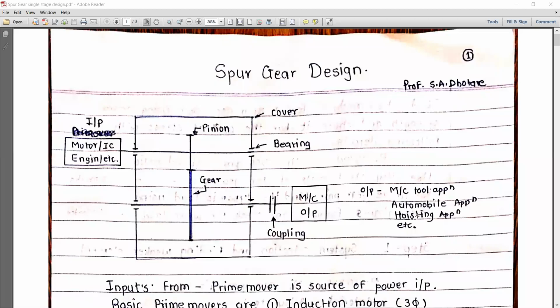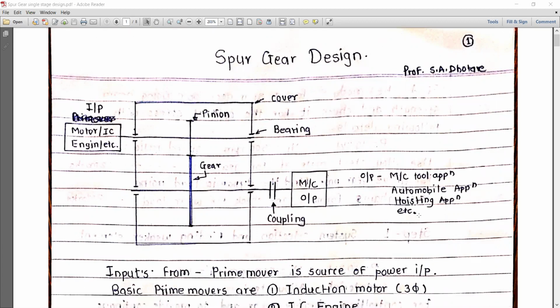While designing any kind of gear or gearbox, what are the input parameters? The input should be a machine, a motor, or an engine from which we get the power. Here you can take a motor, or if it is connected to an IC engine, you can consider it as an engine. So these will be the inputs. And what are the outputs? The outputs are the automobile application, hoisting mechanism, then machine tool applications. So various applications and actions are nothing but the output.